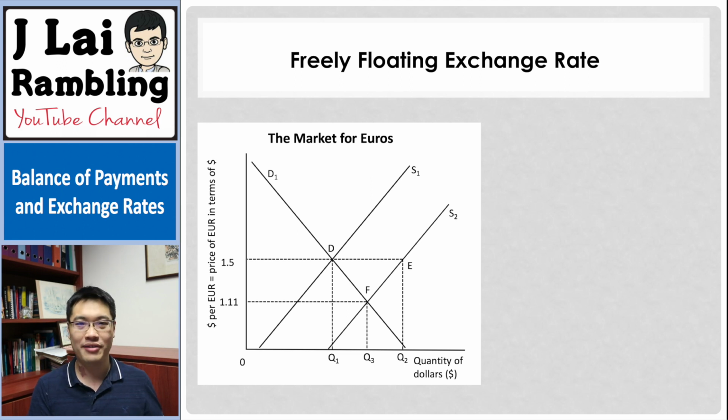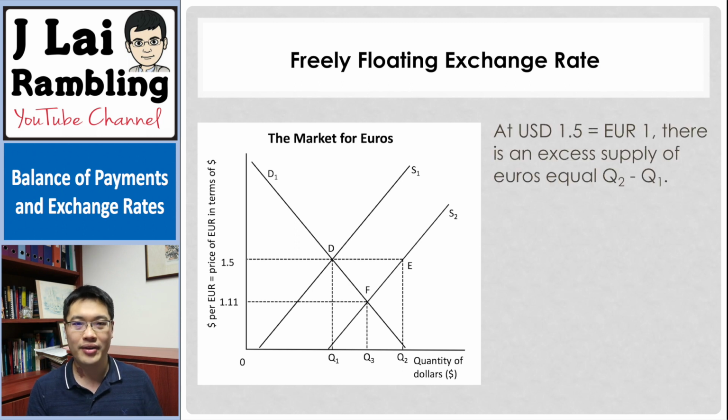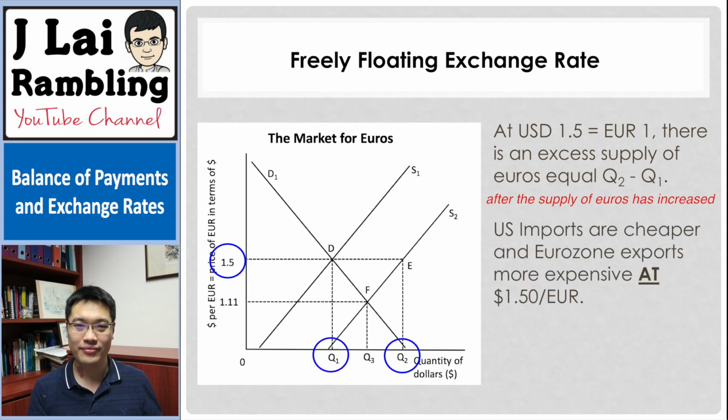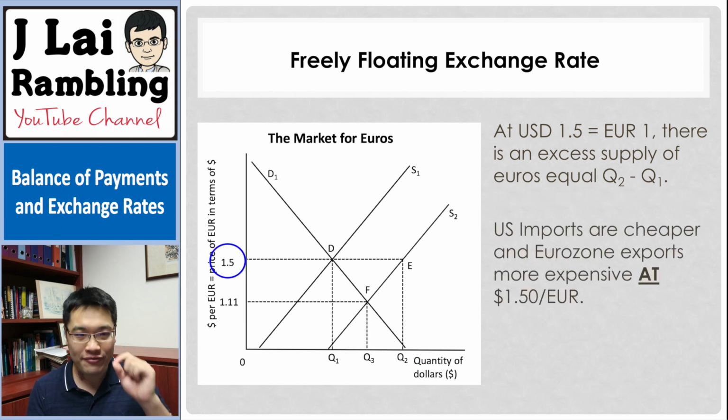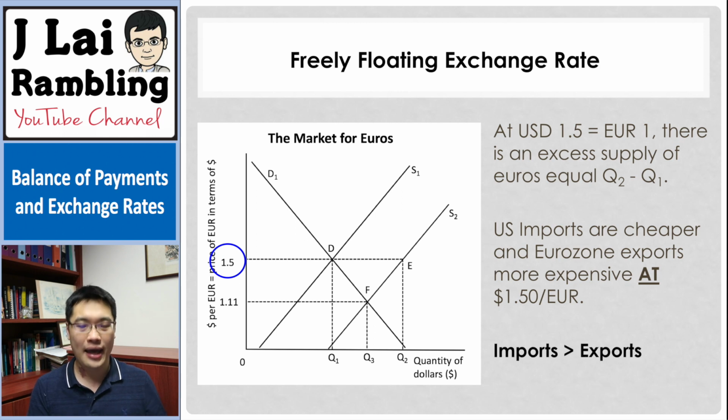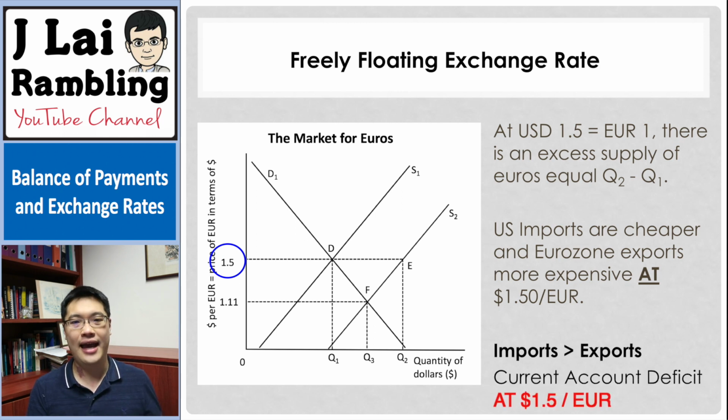Similar to the previous example, actually the same example, but from the US perspective. Here, at USD 1.5 per euro, there is now an excess supply of euros equaling Q2 minus Q1. At 1.5, US imports are now cheaper and Eurozone exports are now more expensive at this price level following this increase in supply. Therefore, imports are greater than exports, and there's a current account deficit in the Eurozone.